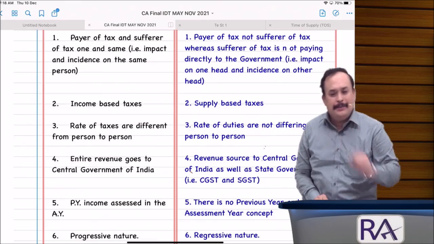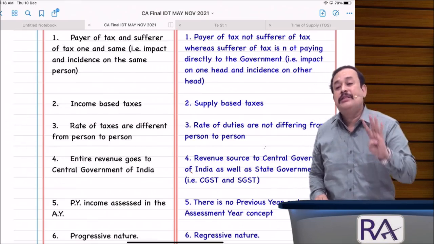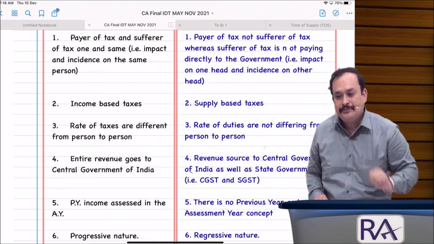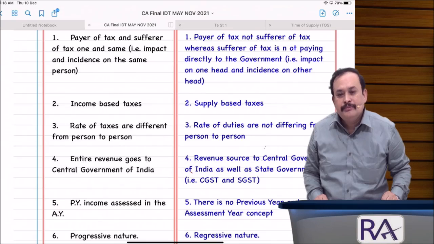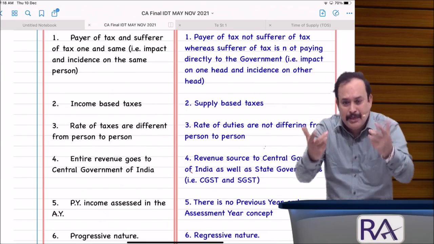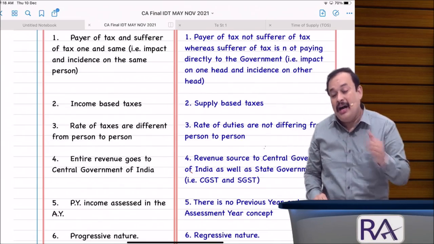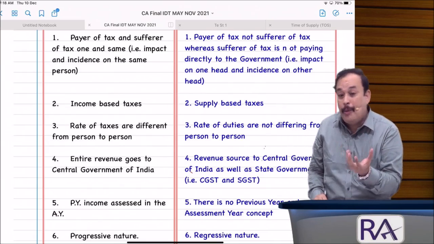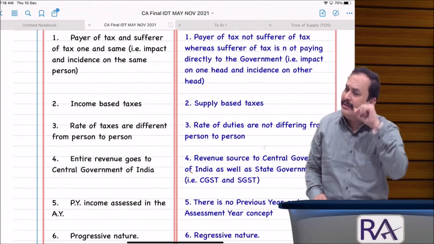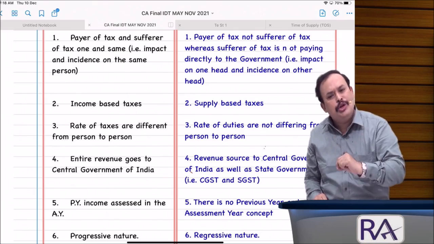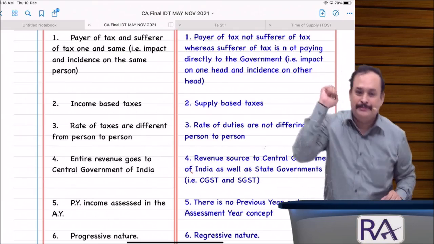I purchase laptops, per laptop, let us say rupees 40,000. When I sold that laptop for rupees 50,000, I gained how much profit here? 10,000. Am I going to pay the tax on 10,000, or on 40,000, or am I going to pay the tax on 50,000?